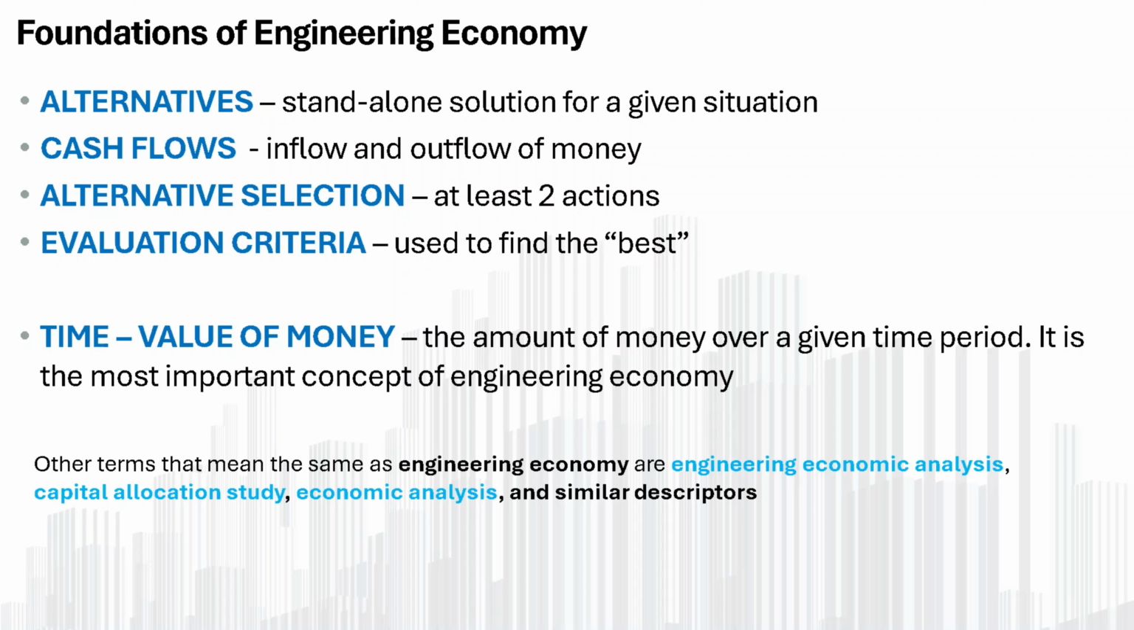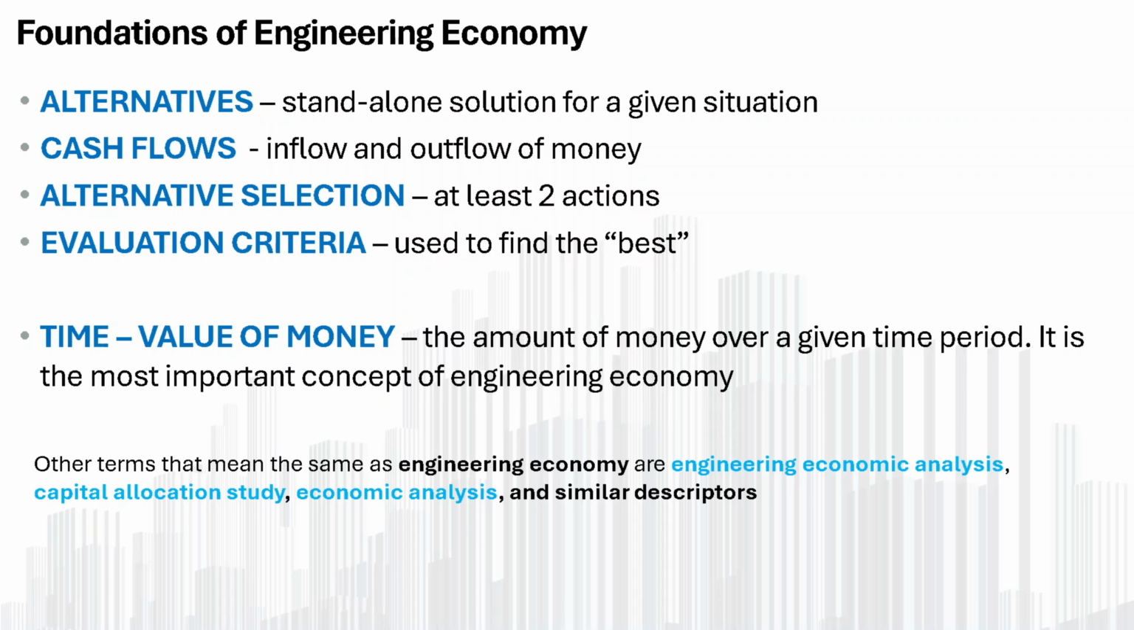We will deal with the cash flows and time value of money for the succeeding lecture here. But for alternatives and alternative selections and the appointment of proper evaluation criteria, more on that on the latter part of our lecture here. But for now, we'll be discussing what time value of money means. Essentially, it is the amount of money over a given time period, and it's the most important cost of engineering economy. Okay. The other terms, like I said on the previous lecture, for engineering economy are engineering economic analysis, a capital allocation study, and economic analysis, and similar descriptors.